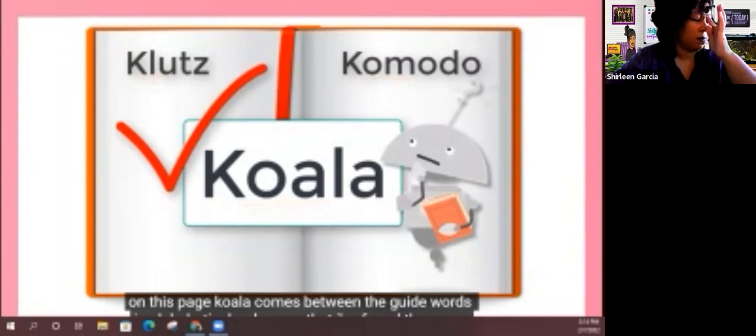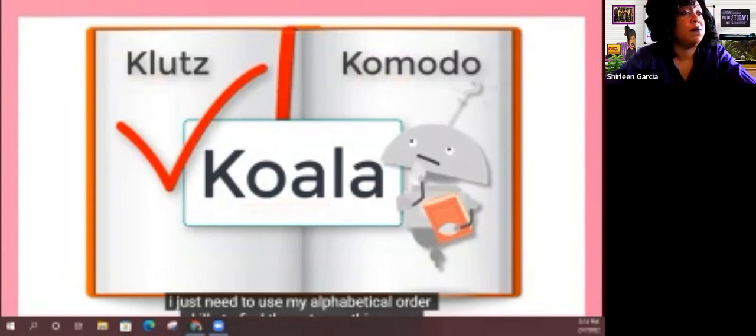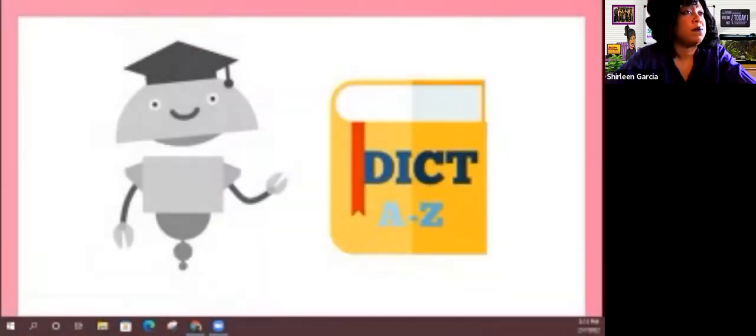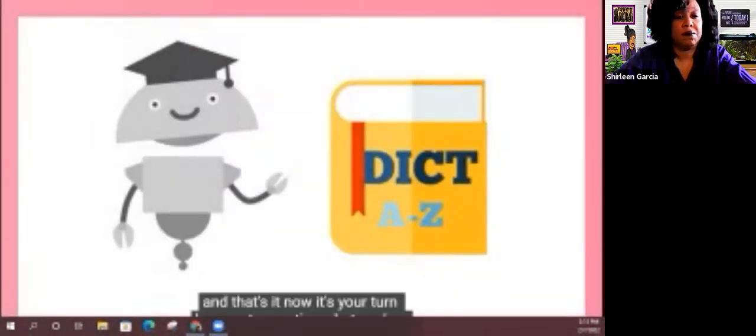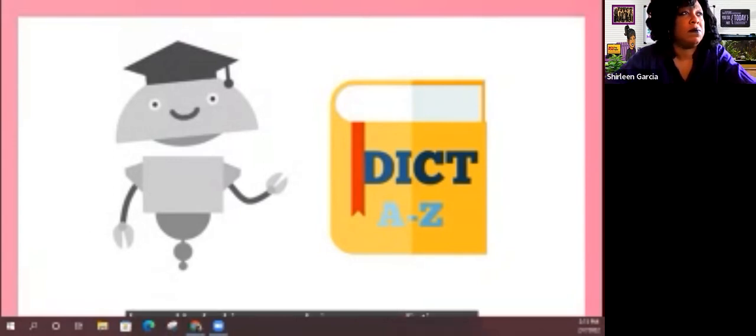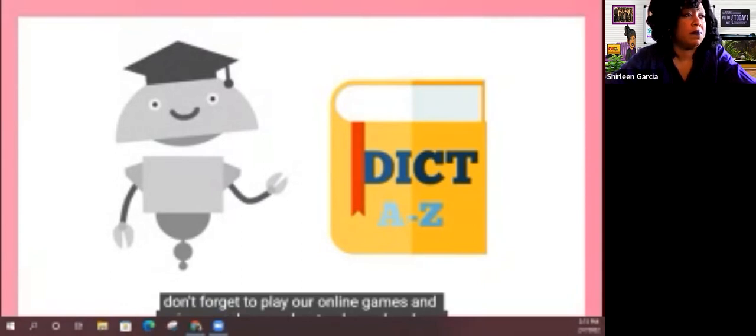Now that I've found the page, I just need to use my alphabetical order skills to find the entry on this page. And that's it. Now it's your turn. Be sure to practice what you've learned by looking up words in your own dictionary. Don't forget to play our online games and quizzes, and remember to always be clever.